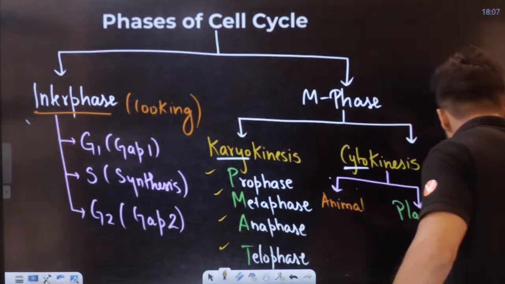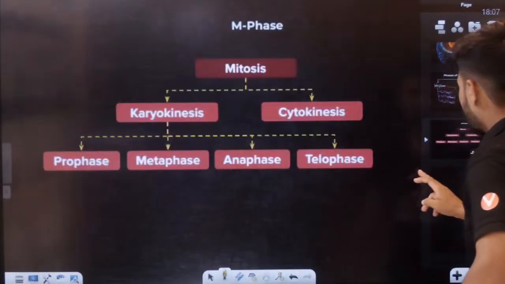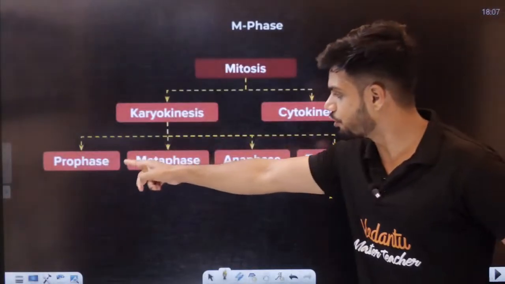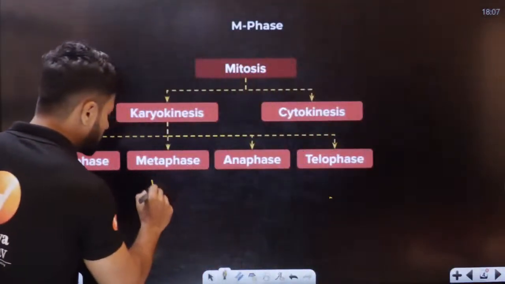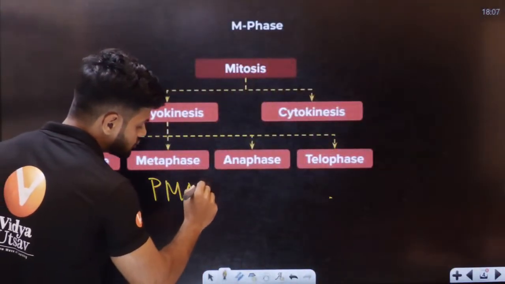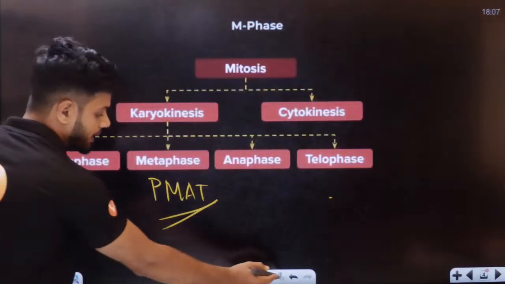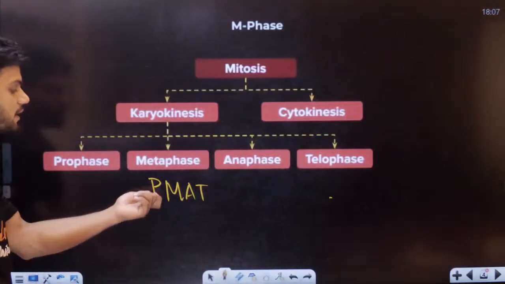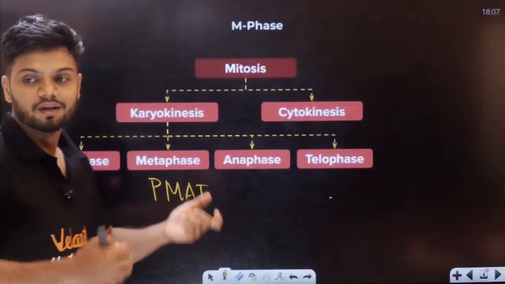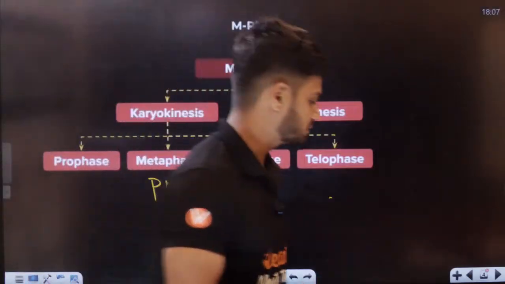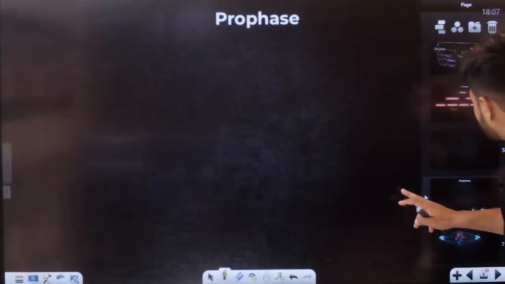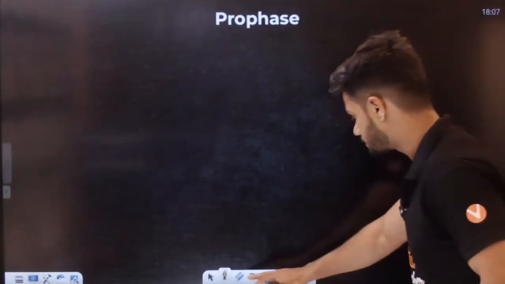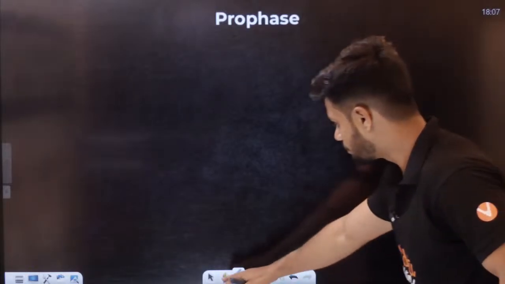Okay, students, PMAT. Now, here we can see, students, karyokinesis is prophase, metaphase, anaphase, telophase, P-M-A-T. Prophase, metaphase, anaphase, telophase, that is called PMAT. Okay. Now, students, shall we start the class with prophase? Let's start the class with prophase.